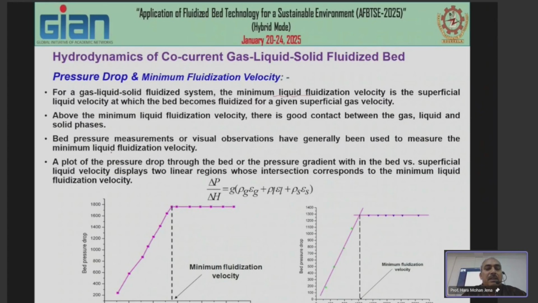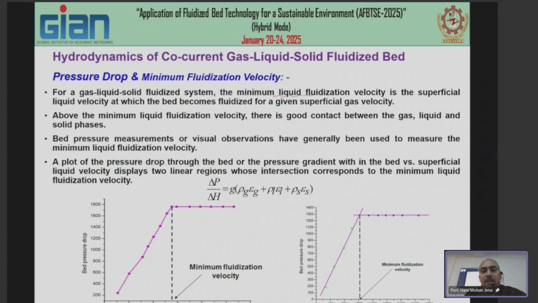Bed pressure measurements or visual observations are generally used to measure the minimum liquid fluidization velocity, either from the bed pressure drop measurement, like for the liquid-solid and gas-solid fluidized bed, as you have learnt in the previous classes, or by visual observation also. So a plot of pressure drop through the bed, or the pressure gradient. Pressure gradient means pressure drop per unit height of the bed.